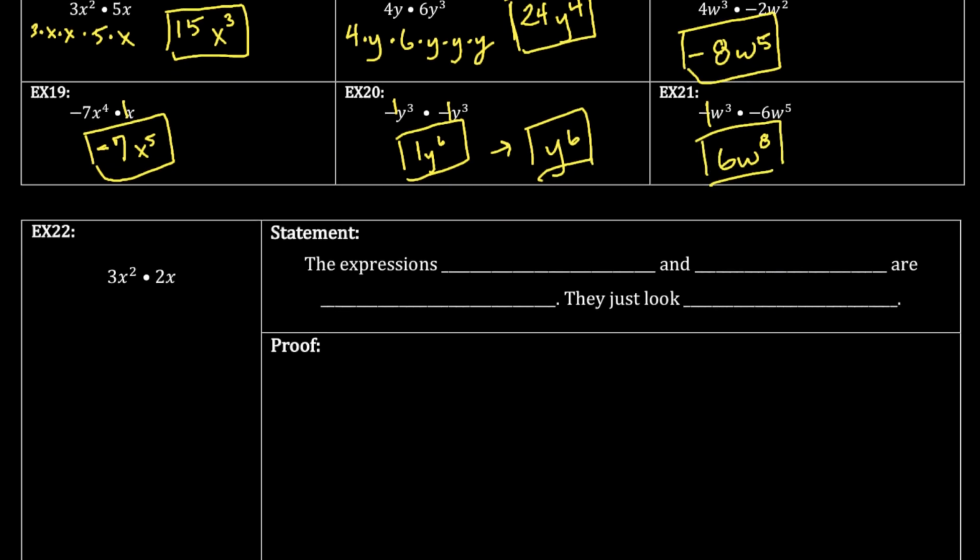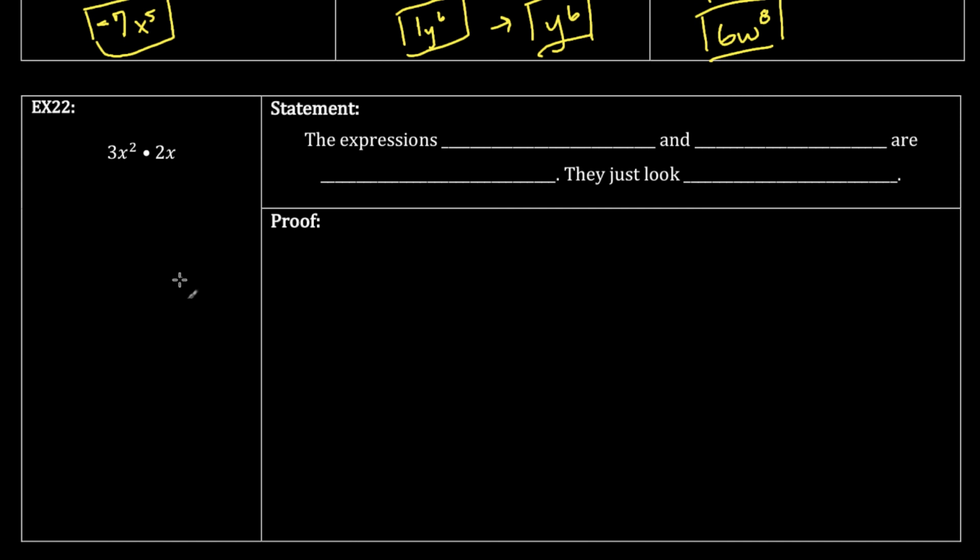Lastly, let's talk about equivalent expressions. So 3x squared times 2x. A positive times a positive is a positive. 3 times 2 is 6. We multiply x 2 times here. And then we have multiplied by x another time here. So it's x to the 3rd.